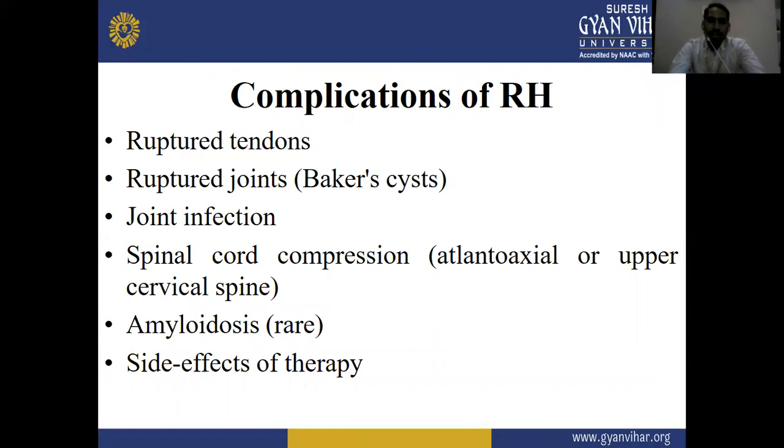Next one is complications of rheumatoid arthritis, like ruptured tendons and ruptured joints, meaning Baker's cysts, and joint infections. Next complication is spinal cord compression, atlantoaxial and upper cervical spine involvement, amyloidosis rarely, and side effects of therapy. These are the complications of rheumatoid arthritis.